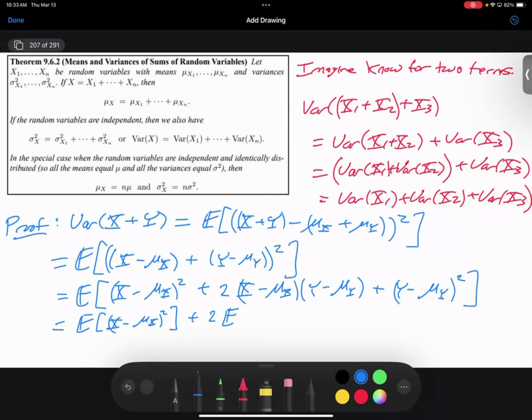So what's the expected value of x minus mu x times y minus mu y? It is the covariance, but in this particular case, what is the expected value of that product? The product of the expected values. Why is it the product of the expected values? Because they're independent. So this is the same as the expected value of x minus mu of x times the expected value of y minus mu y, plus the expected value of y minus mu y squared. And this is because independent.